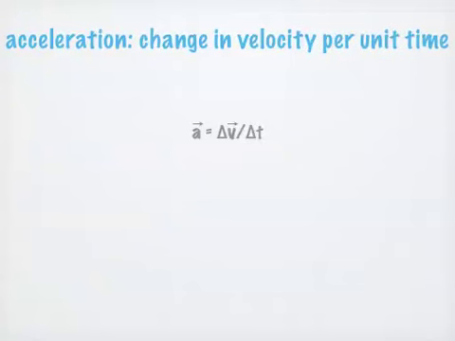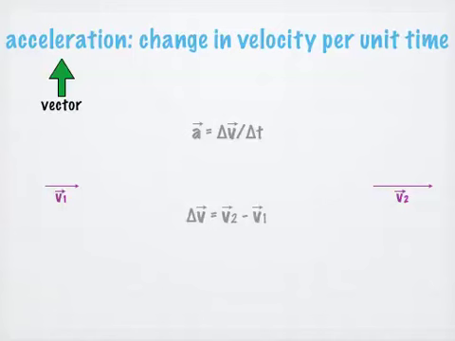Acceleration is defined as a change in velocity per unit time. Since the change in velocity is a vector, acceleration is also a vector. If our car moves with an initial velocity of v1 and a final velocity of v2, our delta v, or change in velocity, is equal to v2 minus v1. This means we can find the acceleration with v2 minus v1 divided by our time interval.